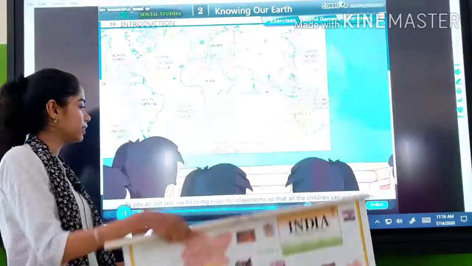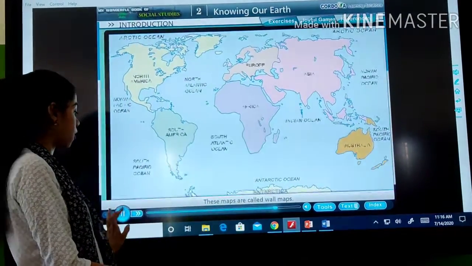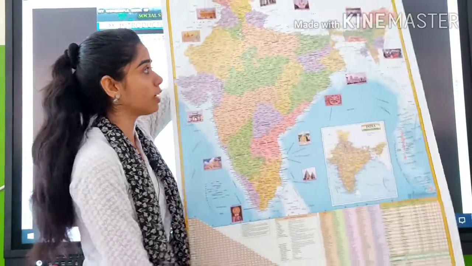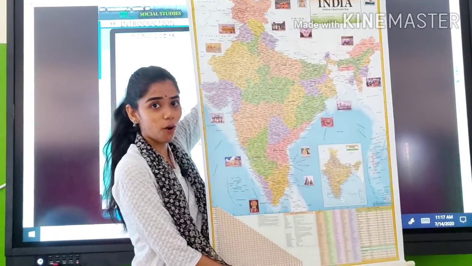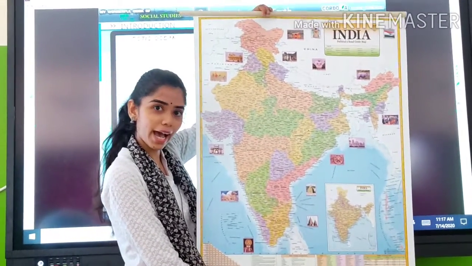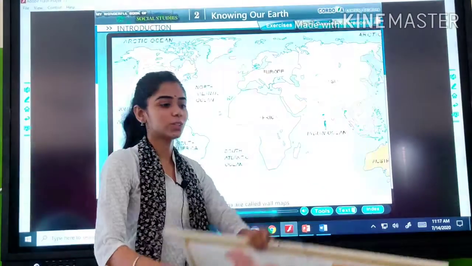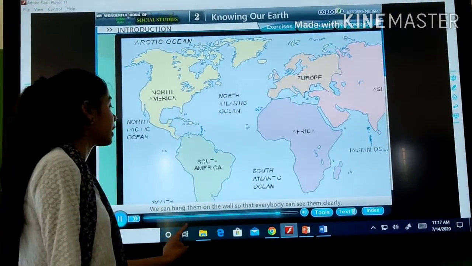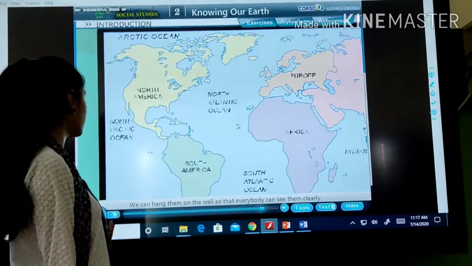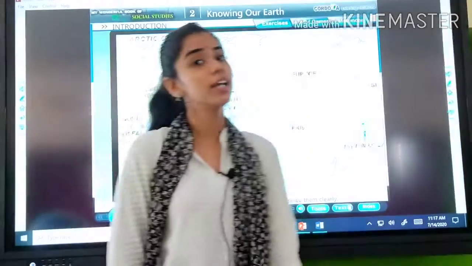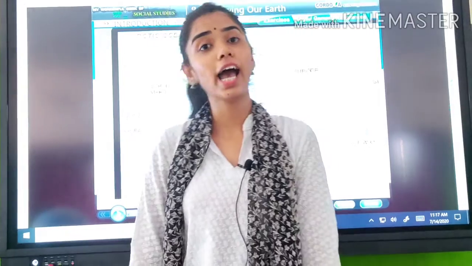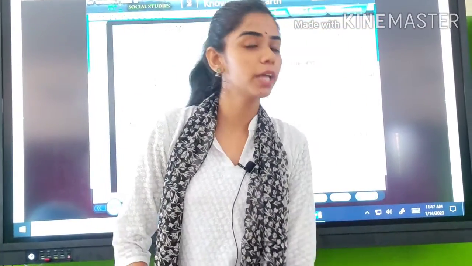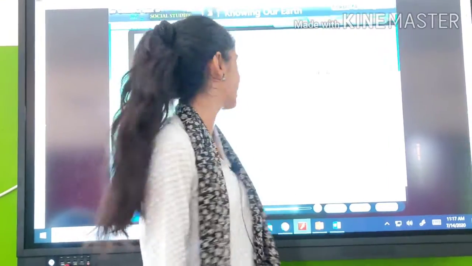Okay, then these maps are called wall maps. What are these maps called? These maps are called wall maps. Okay, so now let's study again. We can hang them on the wall so that everyone can see them clearly. This map, if I hang it on the wall, you'll be able to see it clearly.